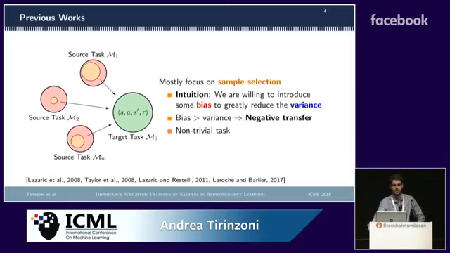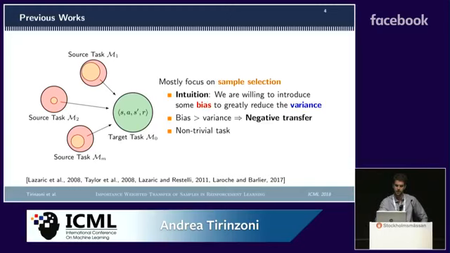Now, what most previous works have focused on is to select the best source samples from each source task to transfer to the target task. And the main intuition on how this is done is that we are willing to introduce some bias in the learning process of the target task, but we expect to have a much larger reduction in the variance. The only problem is that this is definitely a non-trivial task to do, and if the algorithm for some reason fails, I mean, the bias which we introduce is larger than the variance we reduce, then we have negative transfer. The learning performance will be even worse than without transfer, and this is something we have to avoid in practice.